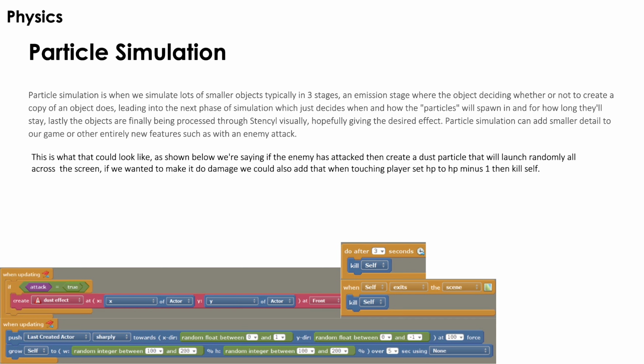We're saying if the enemy attack has created a dust particle that will look randomly across the screen. If we wanted to make it do damage, we can also add that when touching player, set HP to -1, then kill self.